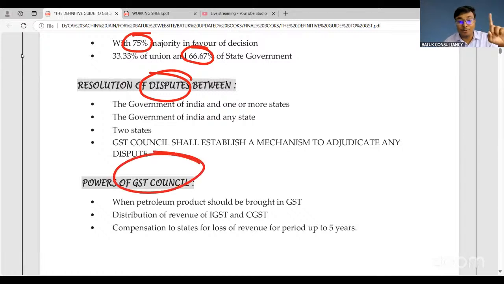That means dispute resolution, revenue sharing, and what new items come into GST, all these things are taken care of by the GST council, and this is the history, this is the constitutional background of GST.